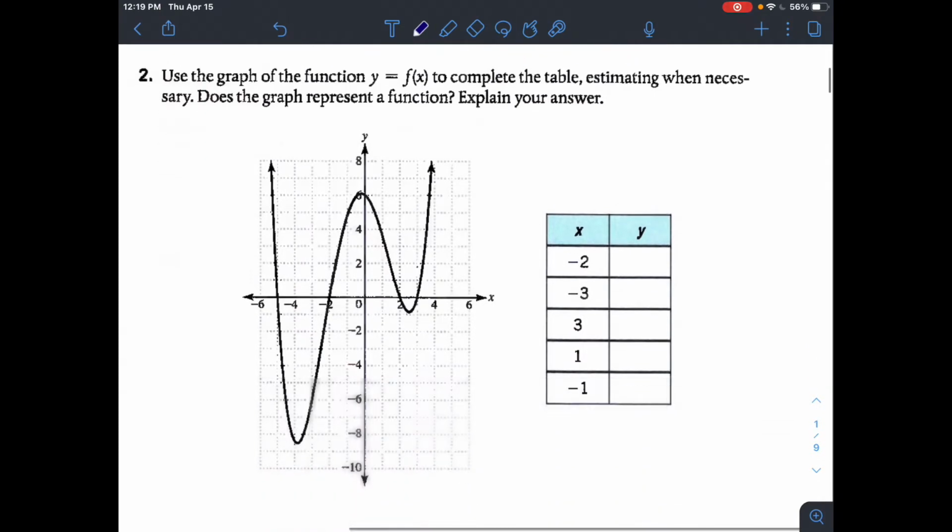Okay, so for number 2, we are going to use the graph of the function y equals f of x to complete the table, estimating when necessary. Does this graph represent a function? Explain your answer. So my x values, I'm given. I don't know my y values. That's what I need to figure out.